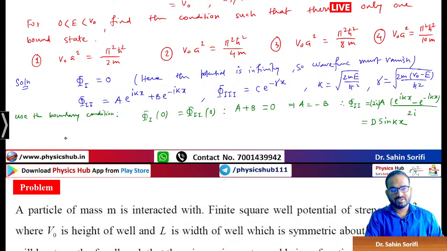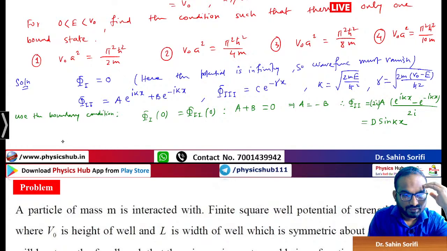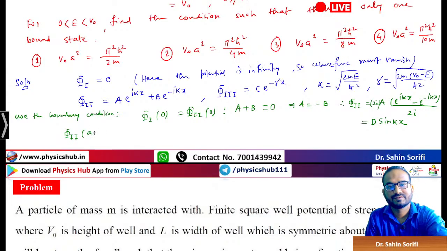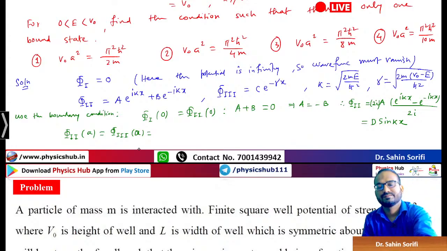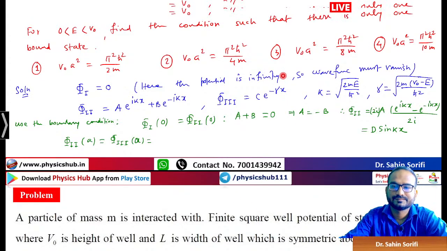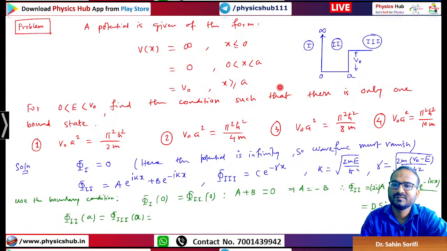Now we can use another condition: phi 2 and phi 3 are also continuous. So phi 2 at x equals a must equal phi 3 at x equals a. Try to understand. Here the wave function is continuous, so phi 1 at 0 equals phi 2 at 0. Here also on the boundary, phi 2 at x equals a should be phi 3 at x equals a. Clear?